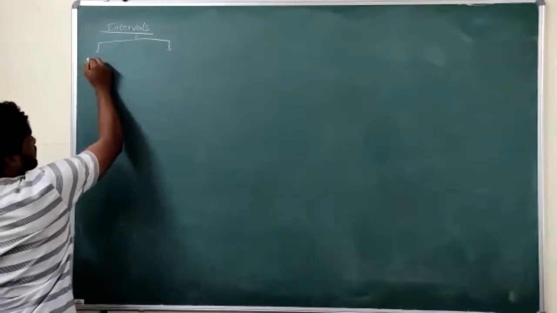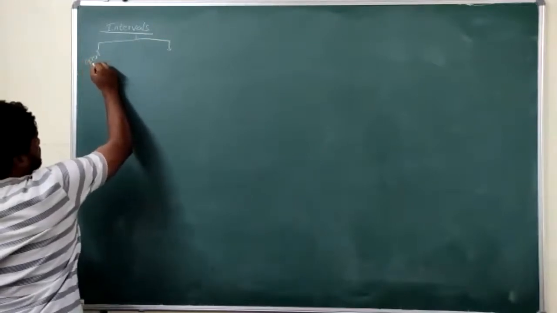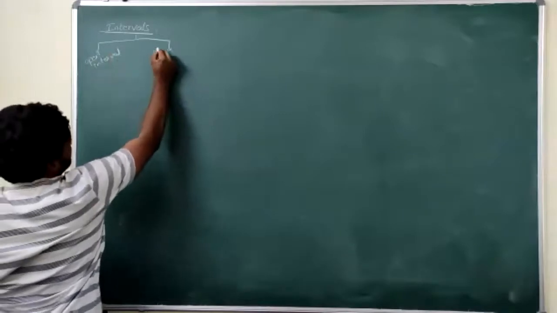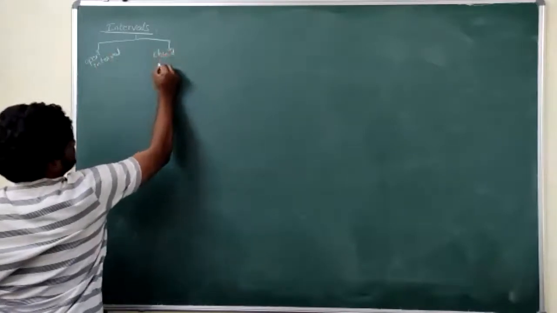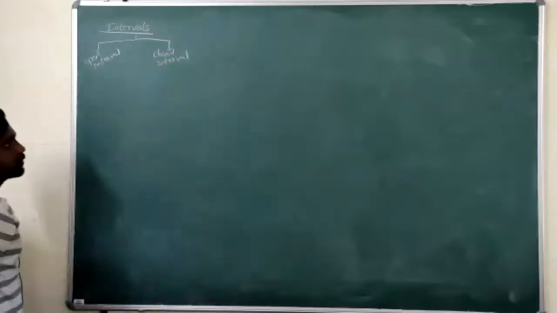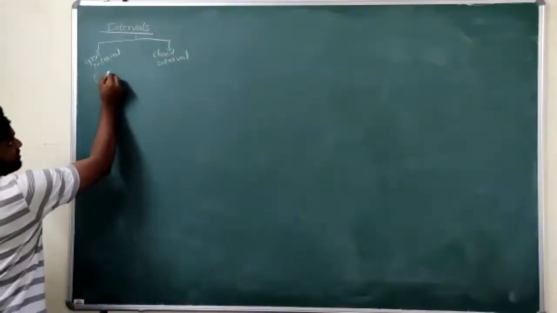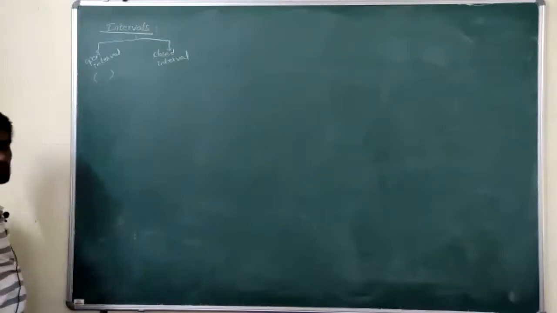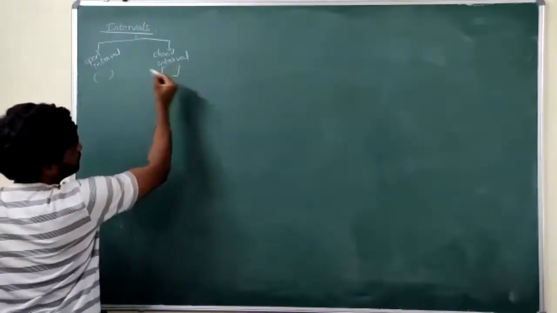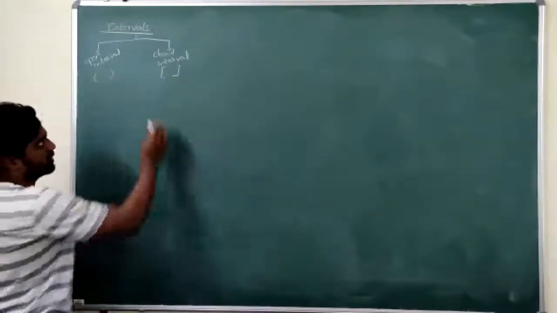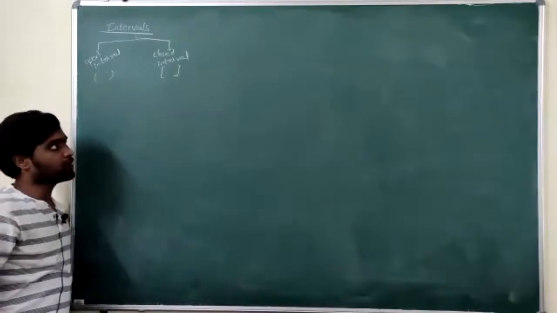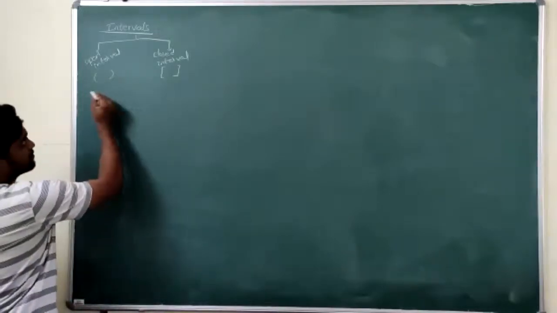Open interval and closed interval. The representation: these are the brackets used for open interval, and these are the brackets used for closed interval. Small brackets and square brackets. So when do you use them?